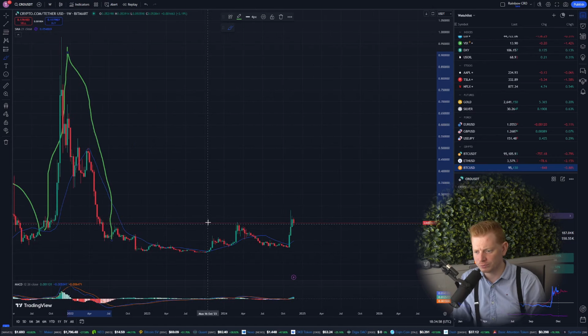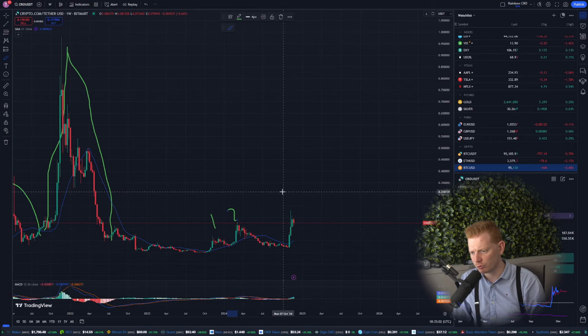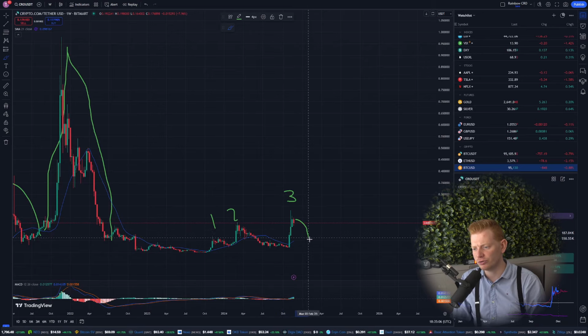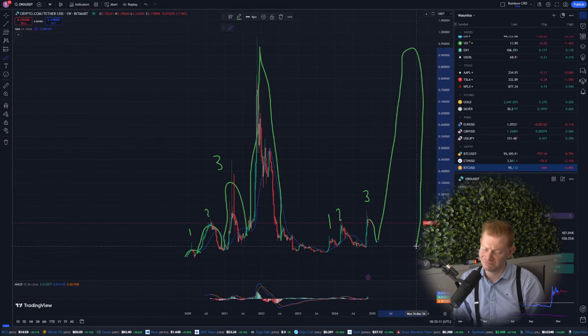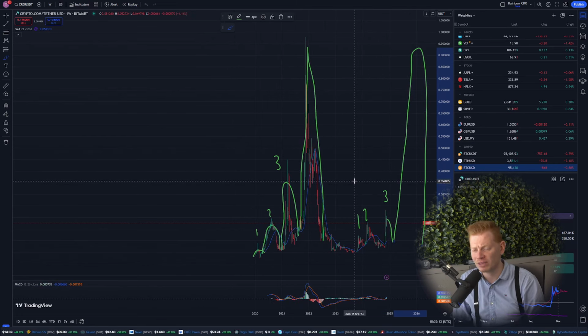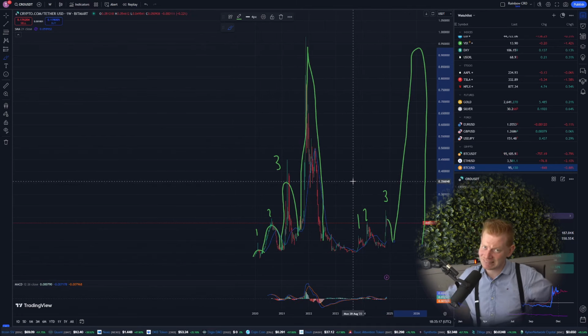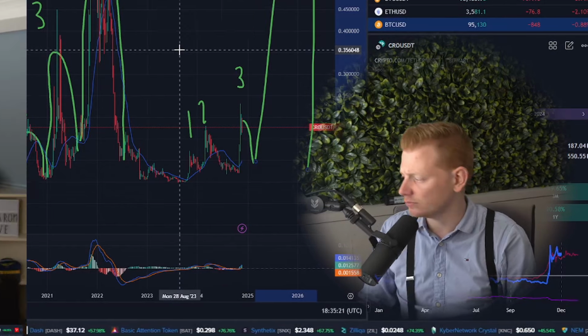Where are we right now? This is pump 1. Then we have pump 2. Right now, can we call this pump 3? I think we can. So are we due for the big pump number 4? Potentially, right? If history is any indicator and history repeats again, well, guys, the future might be very green. All in all, short-term bearish, long-term very bullish.